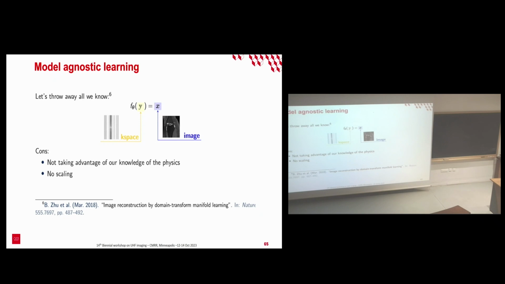Okay, now model agnostic learning. Model agnostic learning is basically you forget about the presence of the Fourier transform to establish the relationship between the X and Y, and you try to map directly these two. Of course, initially, this was introduced in a Nature paper by Zhu and colleagues from the MGH at that time. It can be quite appealing at first sight. But actually, what people realized is that it doesn't scale at all. It worked only for 2D and not for 3D.